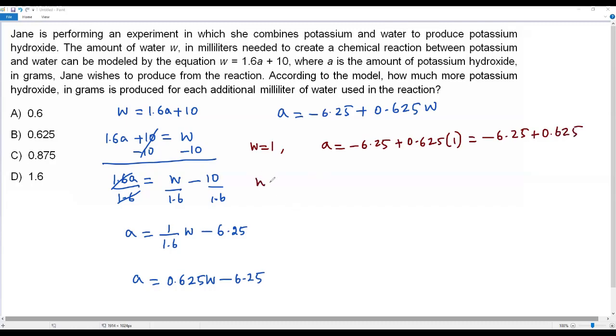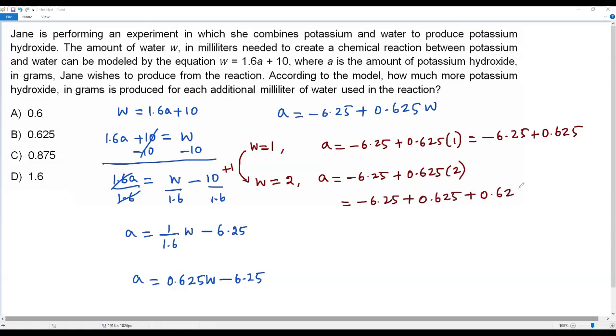Now I increase the water from 1 milliliter to 2 milliliters, that is, the amount of water is increased by just 1 milliliter. Then what will happen? To find the amount of potassium hydroxide produced in grams, I have to plug in W = 2 into this equation. So A = -6.25 + 0.625 times 2. Since 0.625 is multiplied by 2, we can write -6.25 + 0.625 + 0.625.